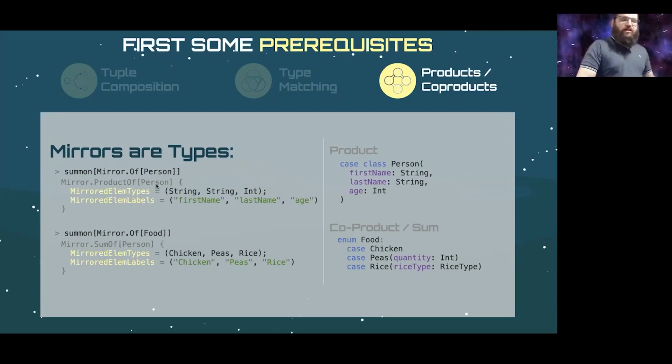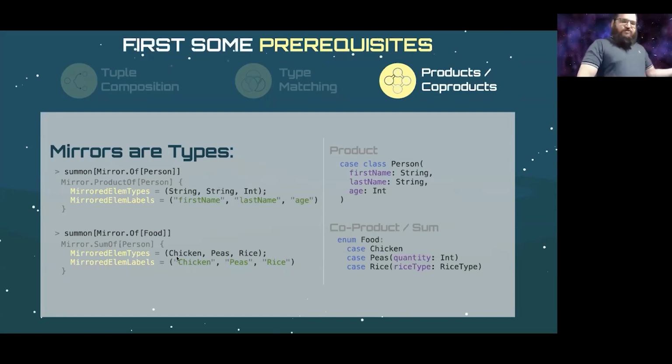This is not a value. This is a type. You can have types have things. This has fields in it, but again, it is a type. You get this thing as a type when this thing comes out. There are a couple of other things inside of the mirror, but this is the most important in terms of generic derivation, where you have the element types and the element labels.